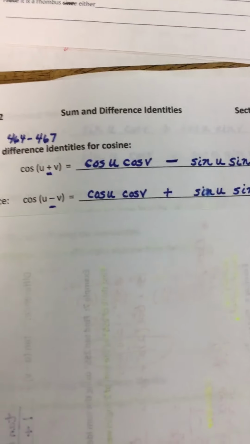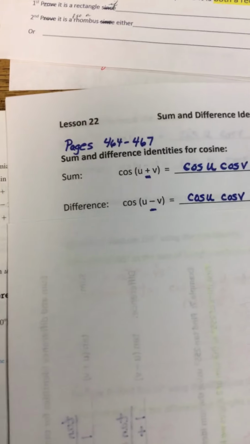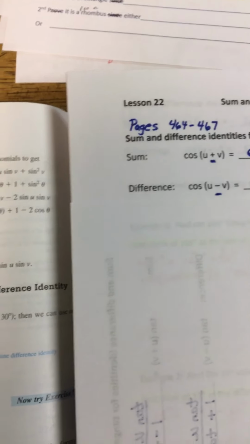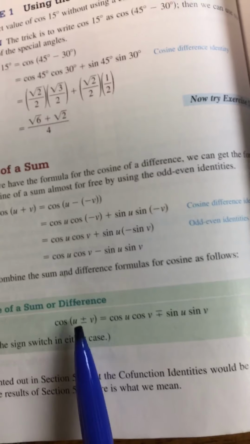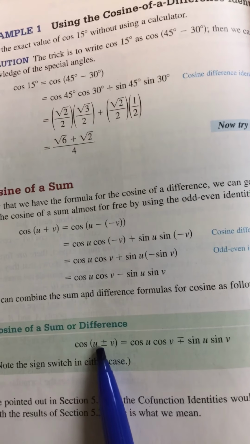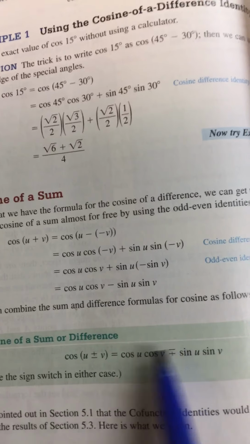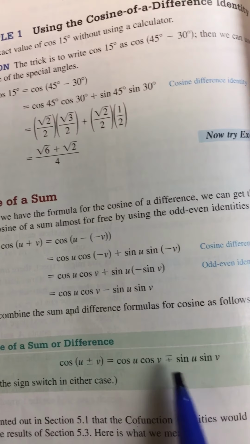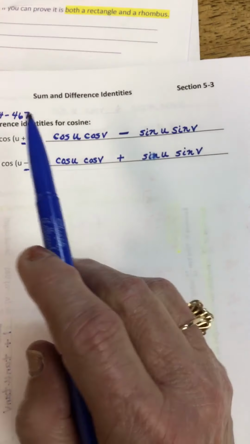Now they're in your book on pages 467 through 468, but the reason I don't like to look at your book is because they do them as sum and difference at one time. The sum is the difference is the sum. So it gets kind of confusing. So I'm writing them here so you can see them.